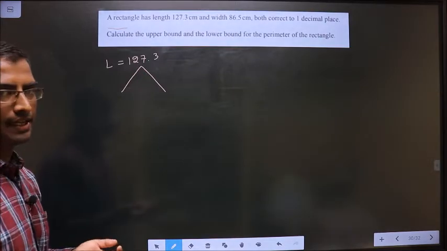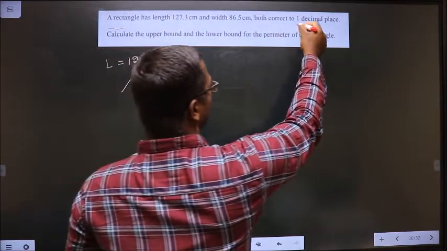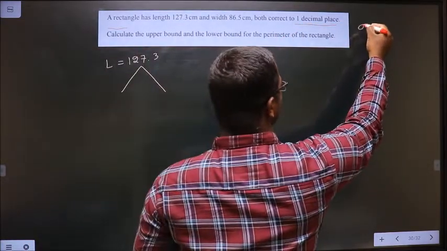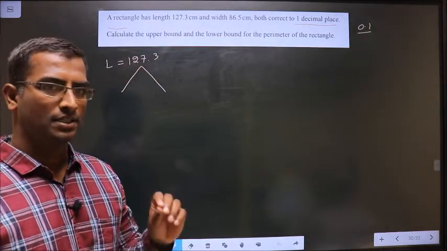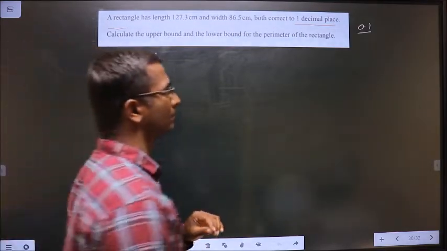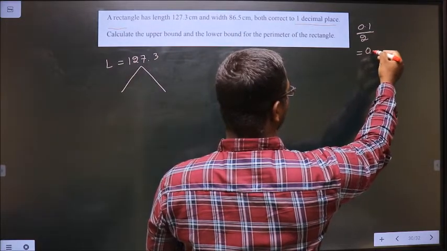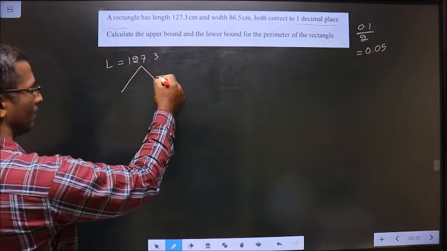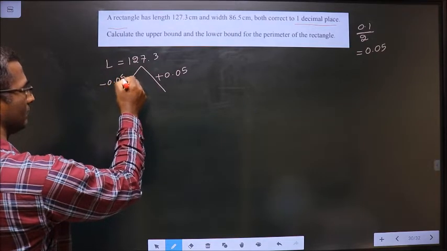How do we decide it? We decide in this way. They are correct to one decimal place. One decimal place means 0.1. And it's correct to the nearest whatever, you should do half of that. So when I do half, I get 0.05. This I should add and subtract.